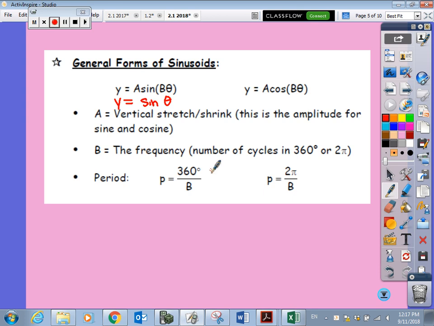The formula for finding the period is you take one rotation, 360, and you divide it by the frequency. Or if you're in radians, you take 2 pi and divide it by the frequency, the B value. So just by looking at an equation, you can't figure out the period. You have to use the formula to do that. Then we're going to go opposite in a couple days. You're going to be given the graph so you can figure out the period. You've got to use that formula to find the B value so you can write your equation from the graph.